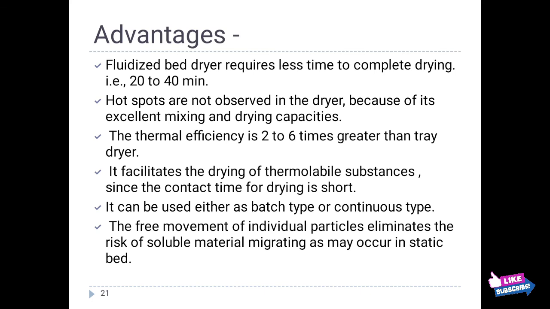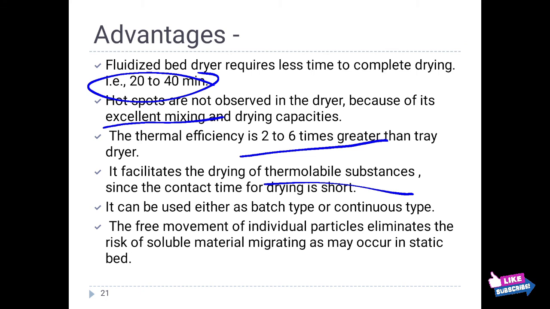Here you can see now the advantages. Fluidized bed dryer takes very little time to complete the drying, that is 20 to 40 minutes, and hot spots are not observed in the dryer because of its excellent mixing and drying capacity. The thermal efficiency of this fluidized bed dryer is 2 to 6 times greater than the tray dryer. It facilitates the drying of thermolabile substances. Thermolabile means substances that are heat labile, and the contact time of the drying is short. It can be used either as a batch type or a continuous type. The movement of individual particles eliminates the risk of soluble material migrating, which may occur in a static bed.